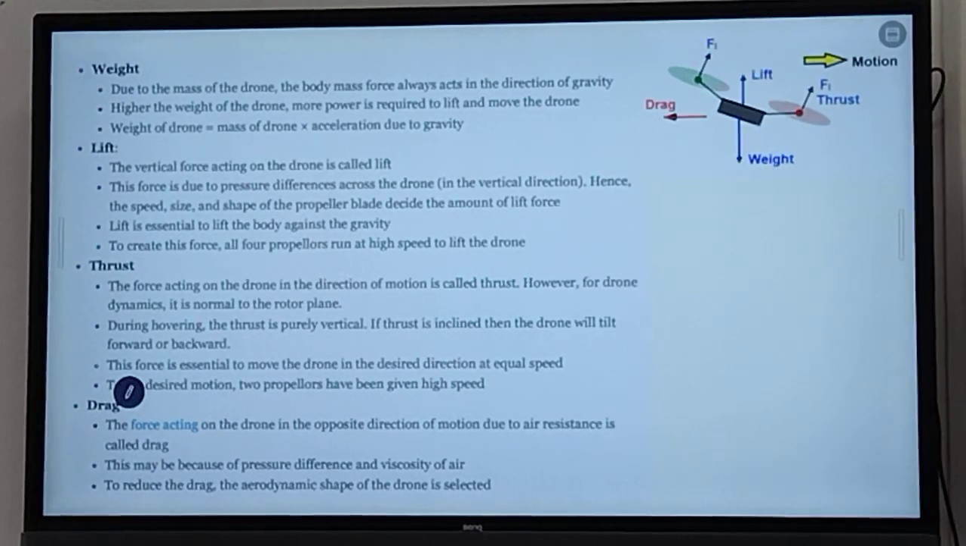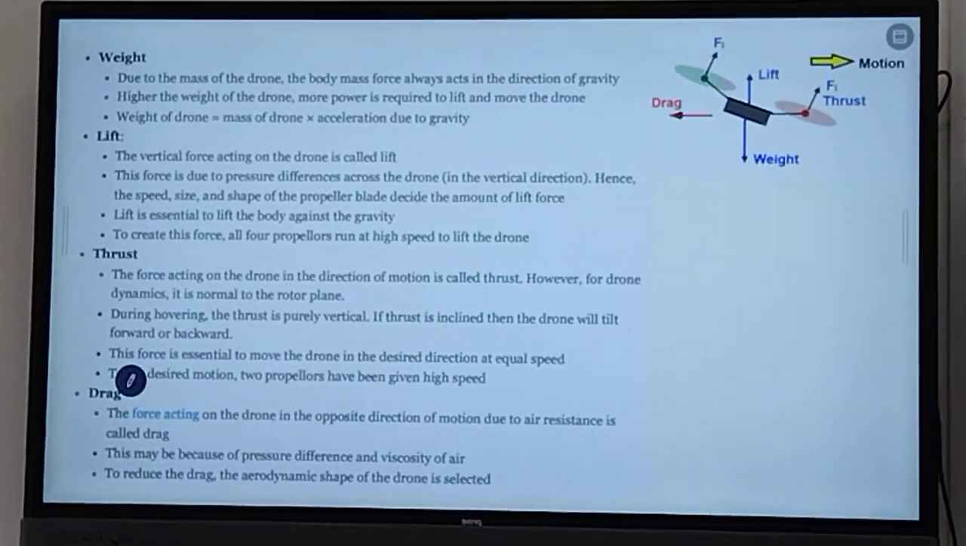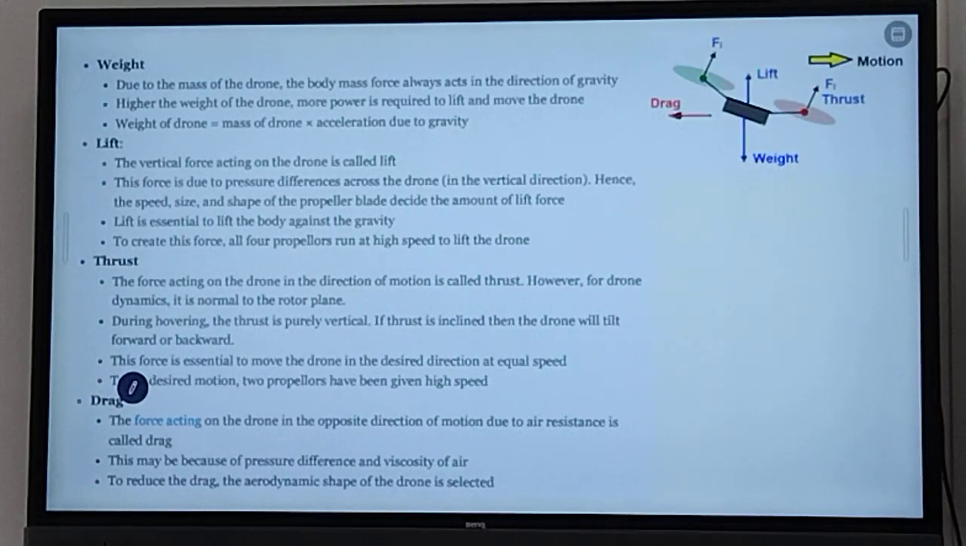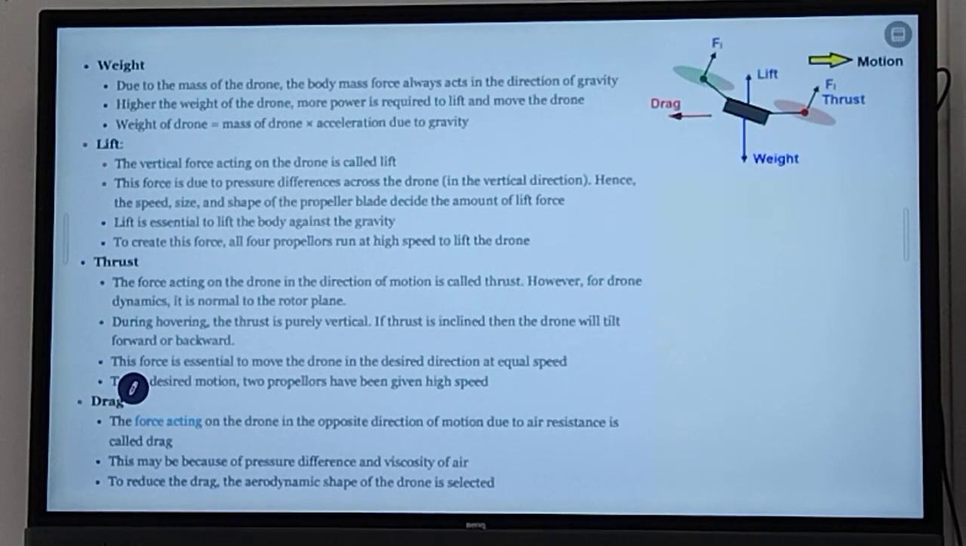Then drag. The force acting on the drone in the opposite direction of motion due to air resistance is called drag. This may be because of pressure difference and viscosity of air. To reduce the drag, the aerodynamic shape of the drone is selected. The shape of the drone is selected for drag.